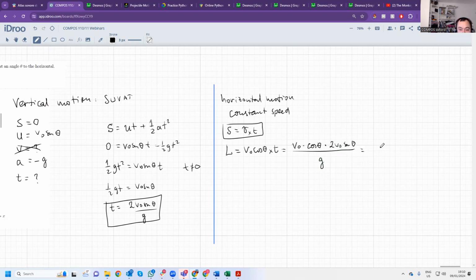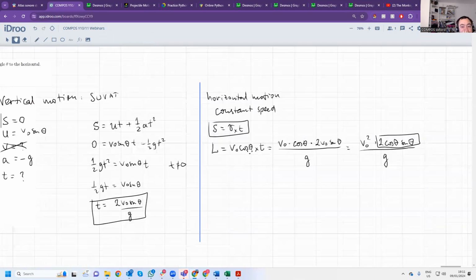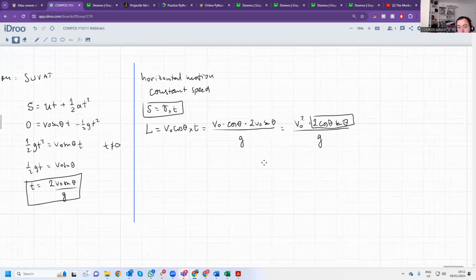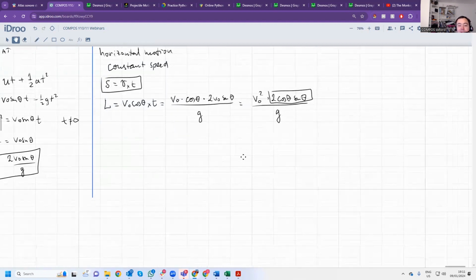So this is V0 squared multiplied by sine theta times 2 times sine theta. So 2 times cos theta times sine theta. Can anyone recognize this formula? No, not equals to 1.